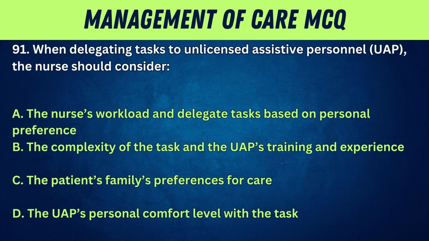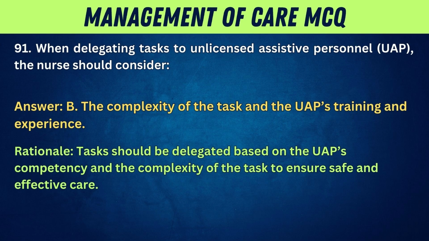91. When delegating tasks to unlicensed assistive personnel, UAP, the nurse should consider A. The nurse's workload and delegate tasks based on personal preference. B. The complexity of the task and the UAP's training and experience. C. The patient's family's preferences for care. D. The UAP's personal comfort level with the task. Answer. B. The complexity of the task and the UAP's training and experience.